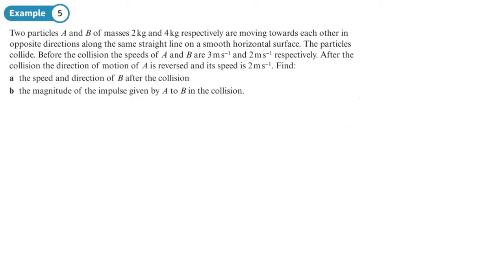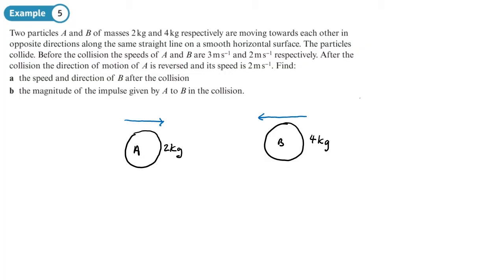Two particles A and B of masses 2 kg and 4 kg are moving towards each other in opposite directions. So let's start to draw this as I'm doing it. So A and B, 2 kg and 4 kg. It says they're moving toward each other. Okay, like that. So they're both moving.